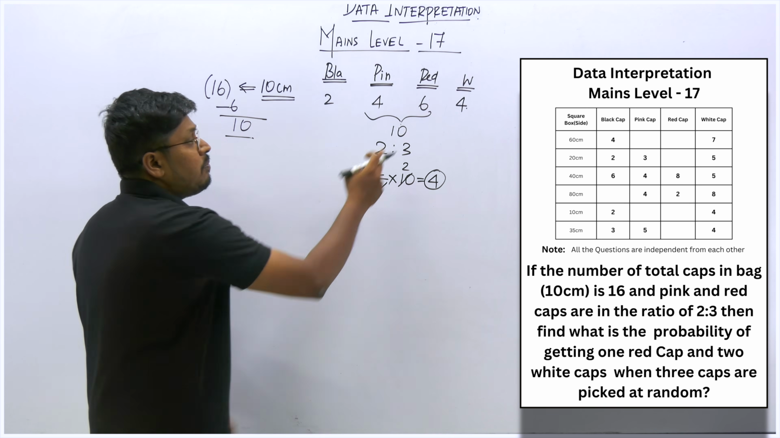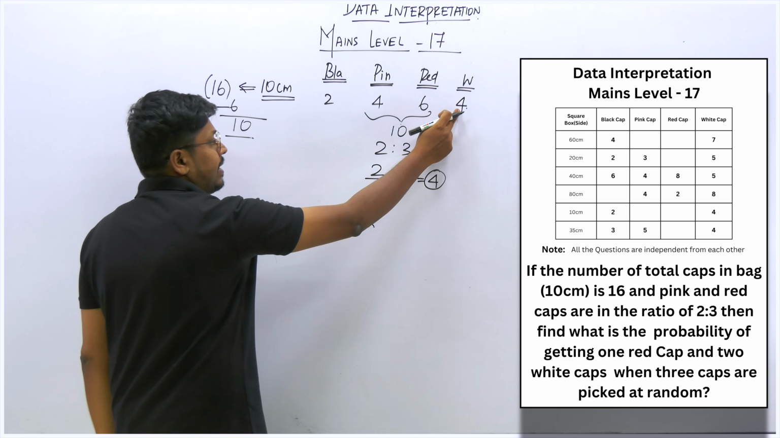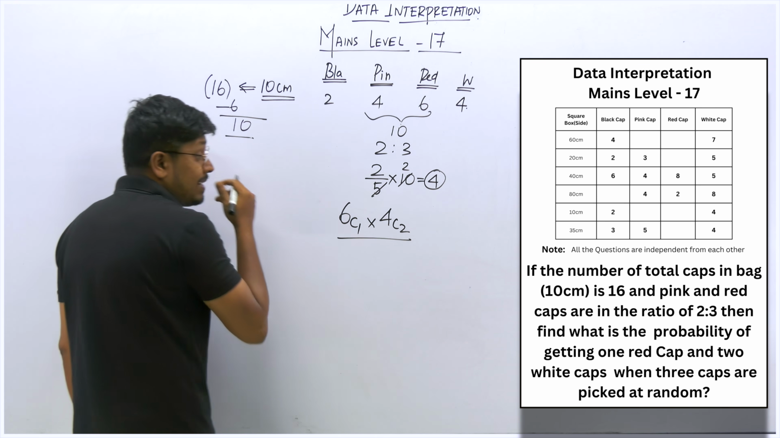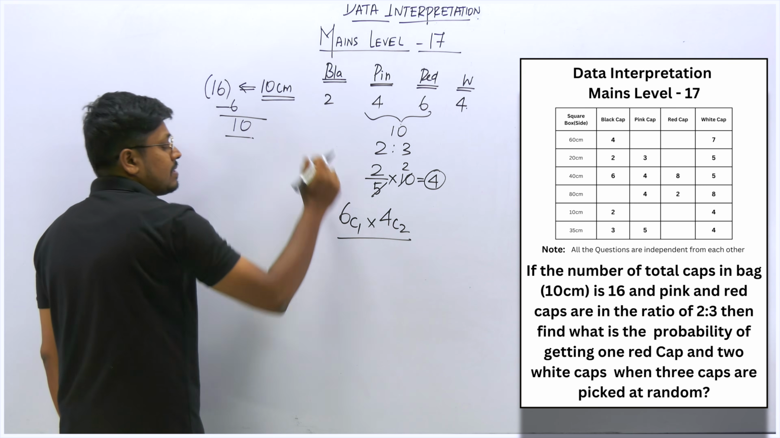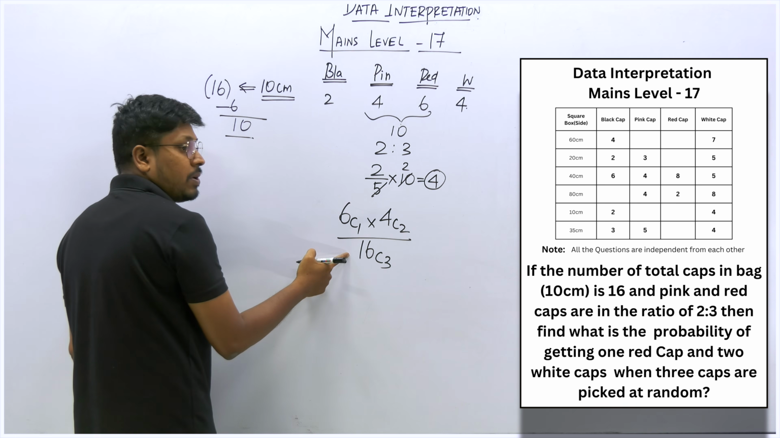So out of 3 caps, 1 should be red. So 6C1, 1 is red, and the remaining 2 will be white. How many white caps are there? 4. So 4C2. So totally we have picked the 3 caps. What about the total? 6 plus 4 is 10, 4 plus 2 is 6. So 16. That's it, right? Favorable observations divided by total observations.